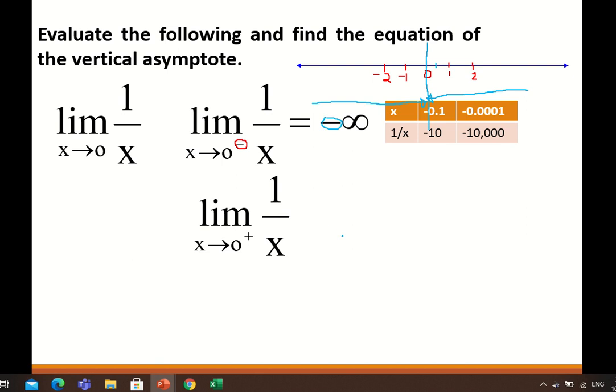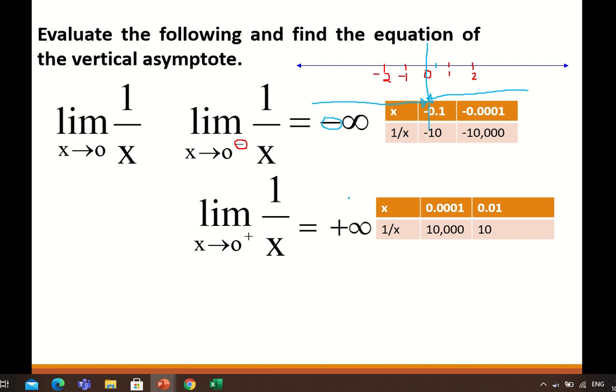So we represent that by what we call infinity, but this time it is a positive infinity. You see, the limit from the left is negative infinity, and for the right-hand limit, it is positive infinity. So they are not equal. Both exist but are not equal. Therefore, the limit of the function 1 over x as x approaches 0 does not exist.